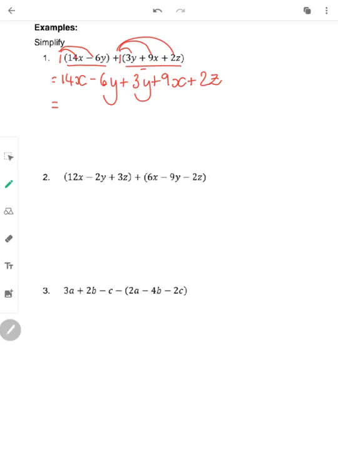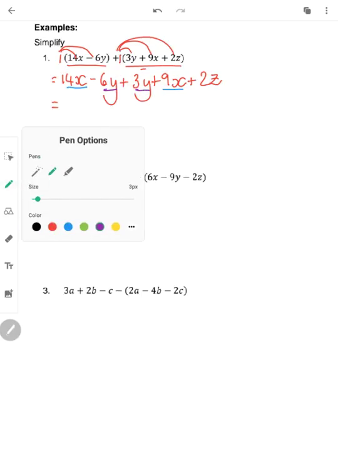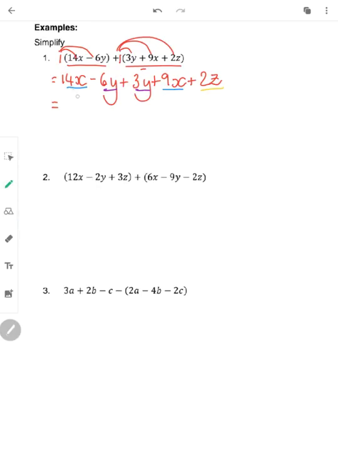So to simplify this, we would firstly identify like terms. The x and the x would be alike, the y and the y, and then the z is on its own. We have nothing to add to it to simplify it with. And therefore, if we add those like terms together, 14x and 9x all together gives you 23x. And then negative 6y and positive 3y gives you negative 3y, and lastly plus 2z. Okay, and that's the simplest form of that expression.